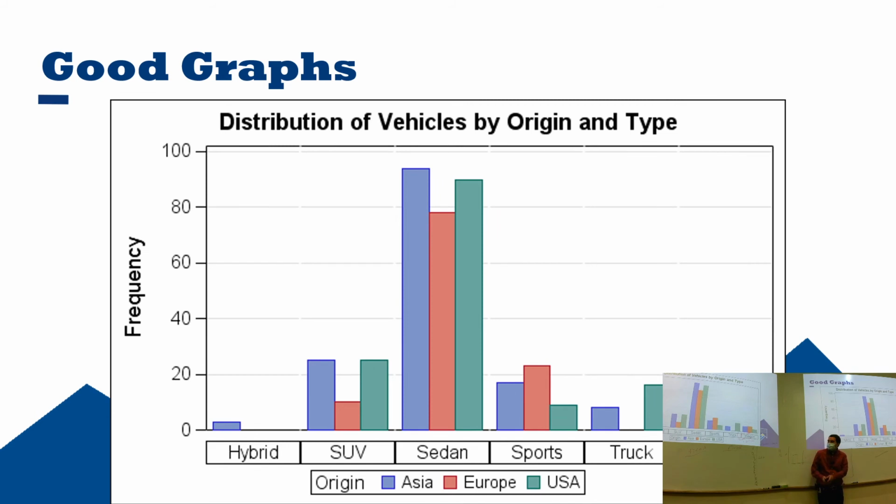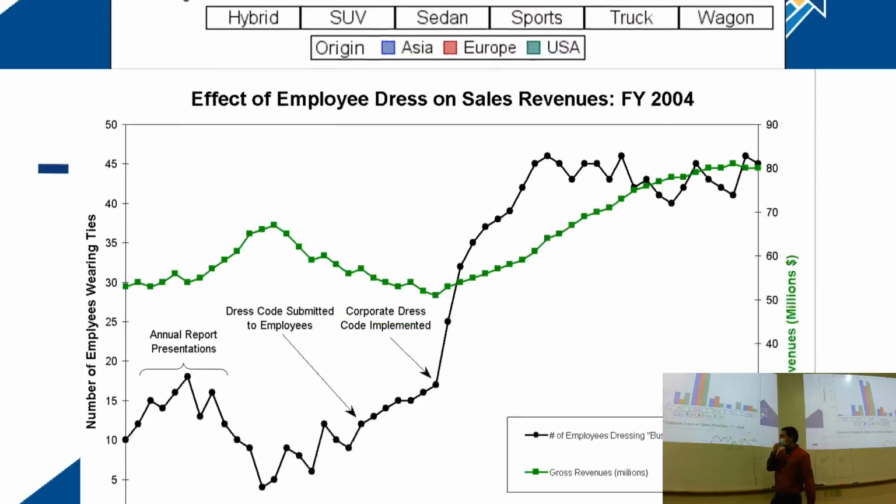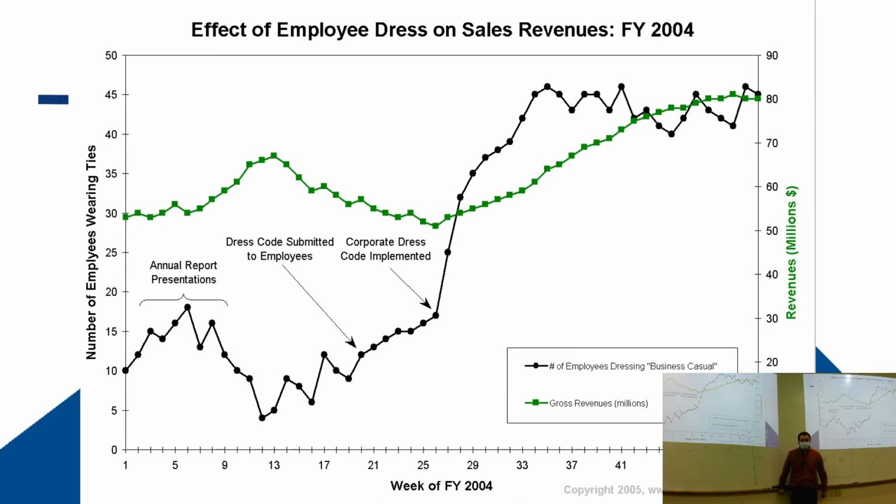Easy to read. So if I ask you sports cars from Asia, you can tell me that's about 18, whatever the frequency is. Maybe million, maybe 1,000, I don't know. Why is this a good graph? Someone tell me why this is a good graph. What makes this graph good? Yeah.